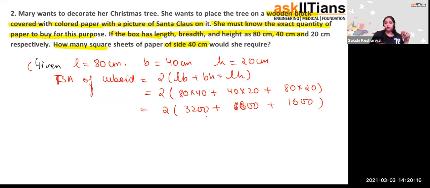So this is 2 into 5600, which is 11200 centimeter square. That's the area that she has to cover.